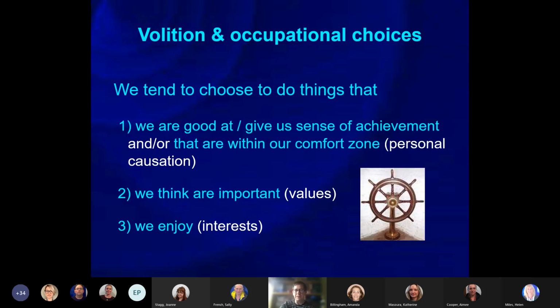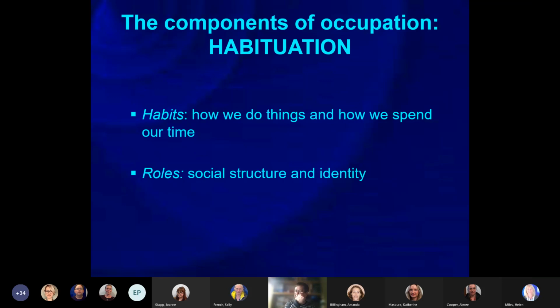I'm not going to pay as much attention to the others because I think they're a bit less complicated. Habituation, another bit of jargon that has survived down the years. So habituation is to do with the way we organise our behaviour into routines and patterns. It provides structure, consistency, and efficiency, which helps us to maintain our functioning over time.